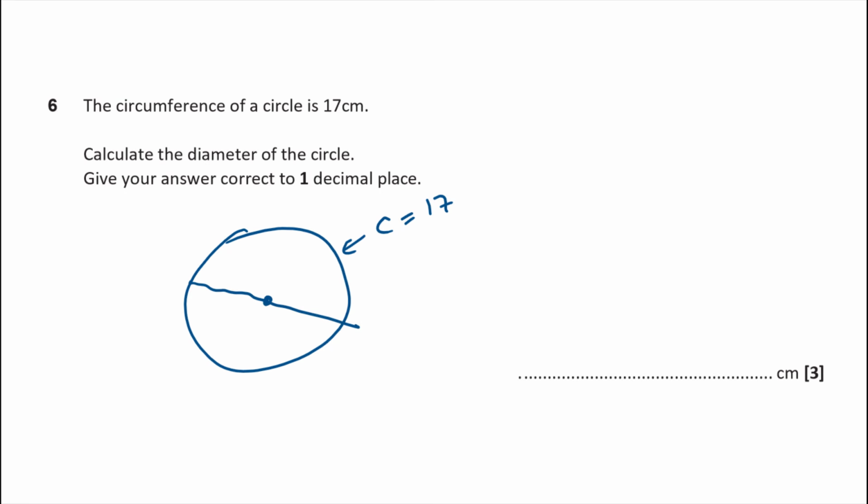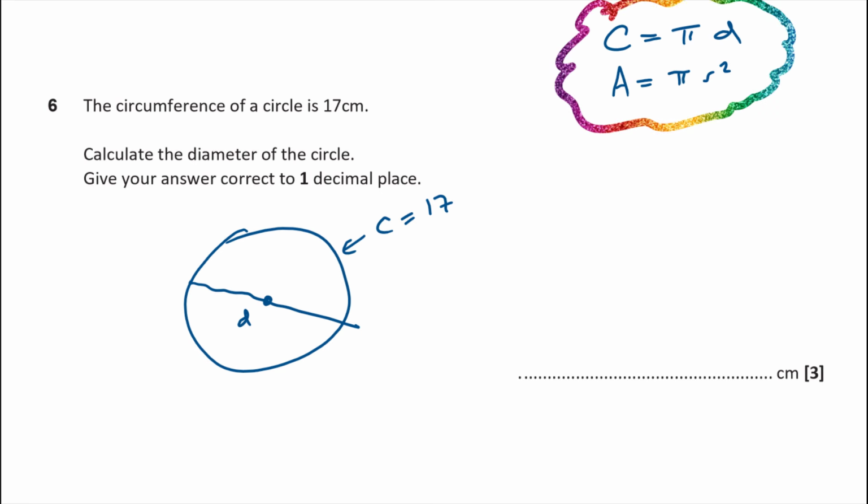Now I know a formula that links C and D together. That is cherry pie delicious. Well, apple pies are too, but we only need the first one for this one. So cherry pie delicious, apple pies are too. These are the two formulas that you need to know involving circles. So good to remember those. We need the first one though this time. We need to know the circumference formula.